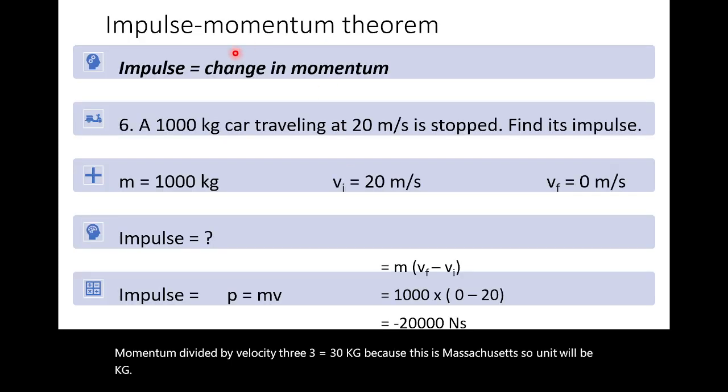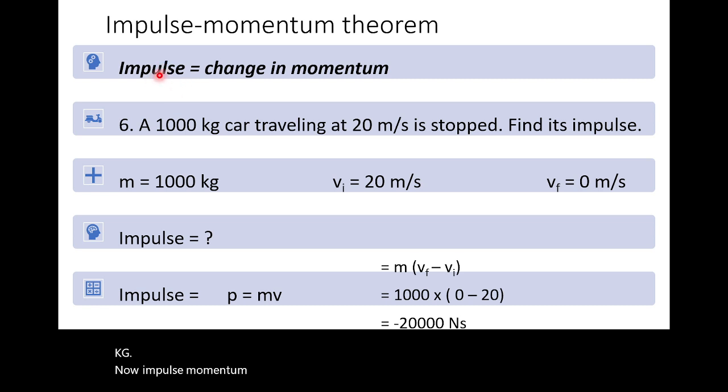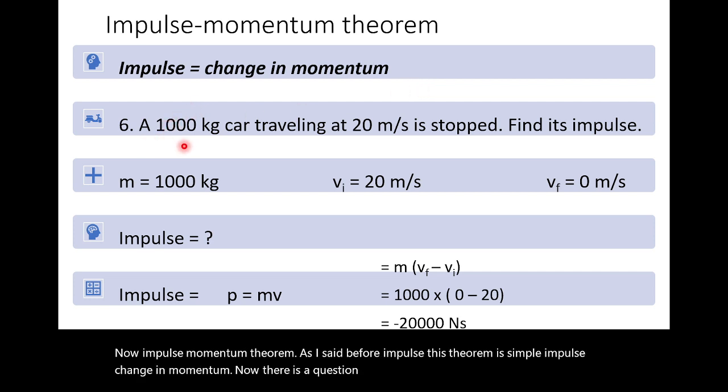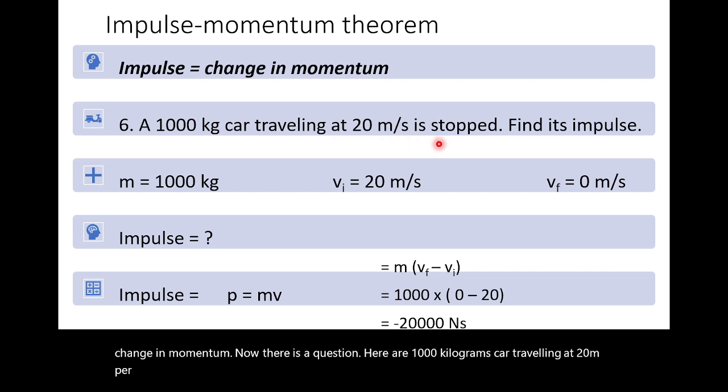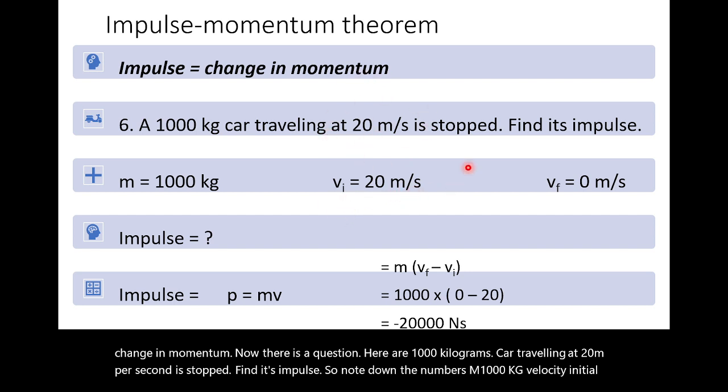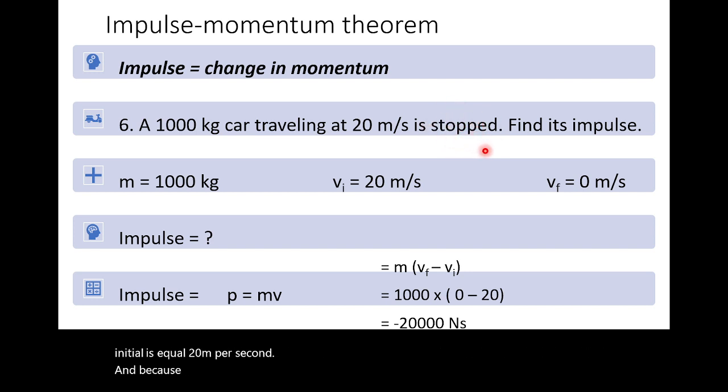Now, impulse momentum theorem. As I said before, this theorem is simple. Impulse equals change in momentum. Now there is a question here. A 1000 kg car traveling at 20 meter per second is stopped. Find its impulse. So note down the numbers. M equals 1000 kg. Velocity initial is equal to 20 meter per second, and because this is stopped, final velocity is 0 meter per second. So now impulse equals question mark.